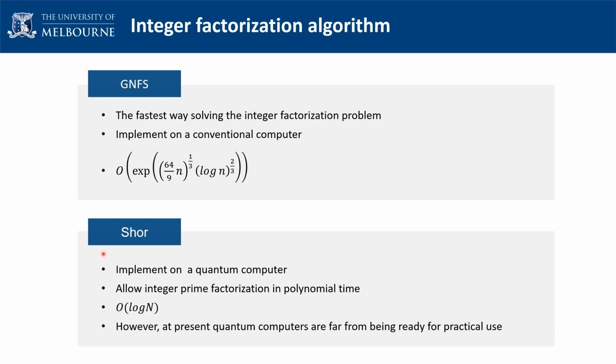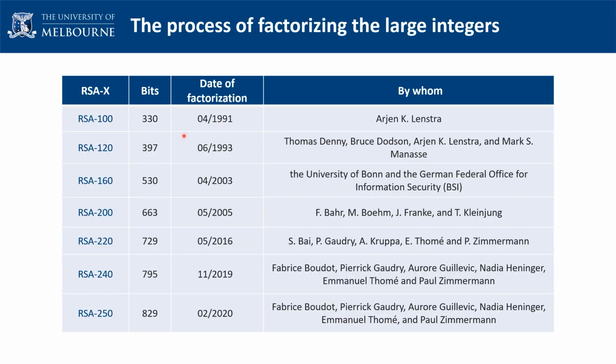The next algorithm is Shor, which is usually implemented on a quantum computer. It allows integer prime factorization in polynomial time, and its complexity is O(log n). However, for now, quantum computers are far from being ready for practical use. Over the years, researchers have not stopped trying to factorize large integers. In 1991, the RSA-100 of 330 bits key was cracked. By 2020, the 829 bits key, RSA-250, was cracked.